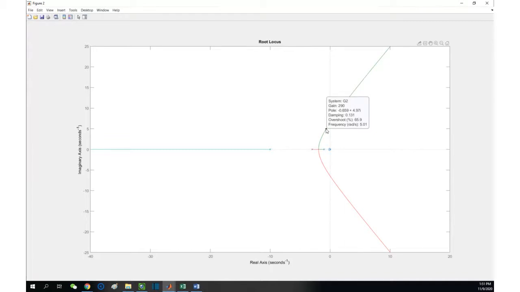The damping is 0.13, so we need to increase our damping. Just to make sure you know how to read this question, it's now 0.138. It's not the point we are looking for at all. We're looking for 0.503.